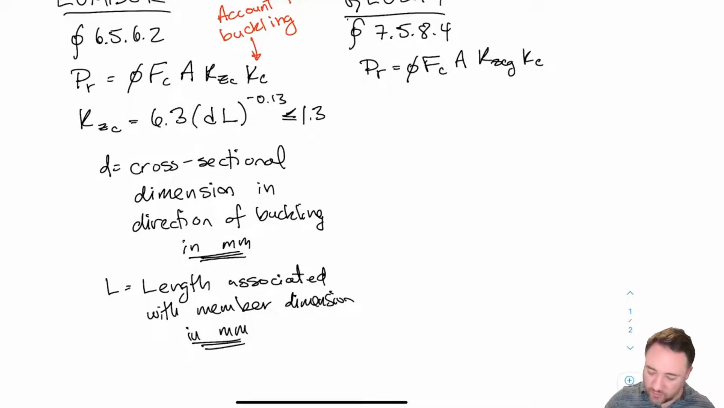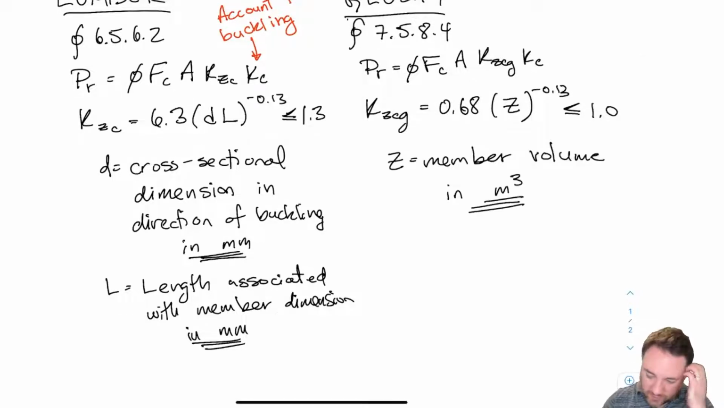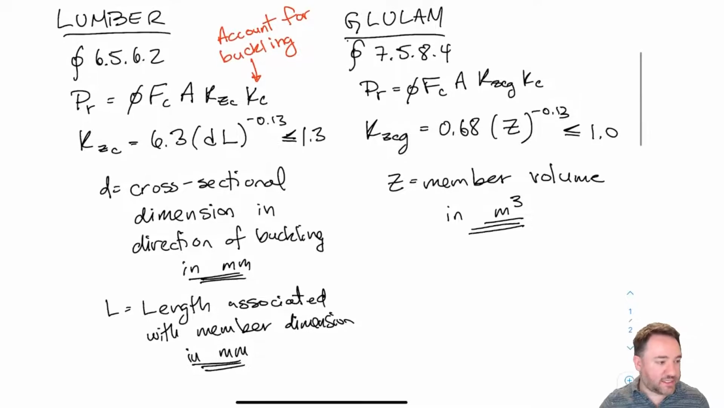Okay, for glulam, the size effect is a bit different. For glulam on the right, the size effect factor is based on total volume. So it doesn't matter which way of buckling we're talking about. If I have a glulam member, it's just the total volume of this member. So I'm going to go from end to end, and then the width times the thickness, and that will give me my total volume.